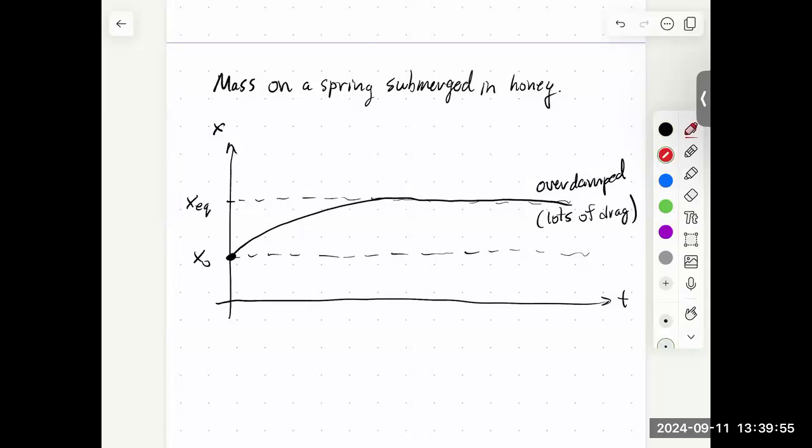So instead of honey, if we have this in alcohol, then we get the behavior that we were already talking about, where we, oh, I don't love that. Let's do a better job. We get these damped oscillations, and this is called underdamped.